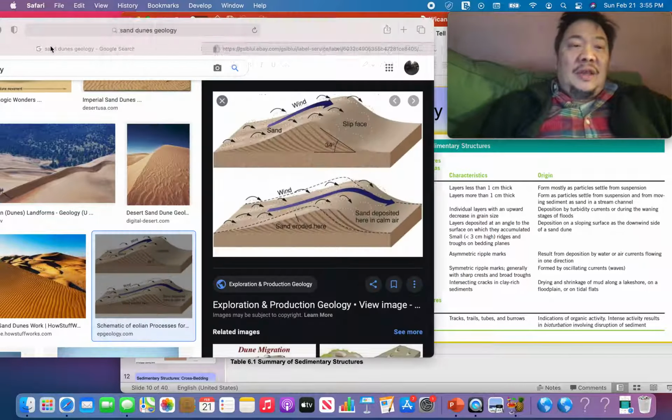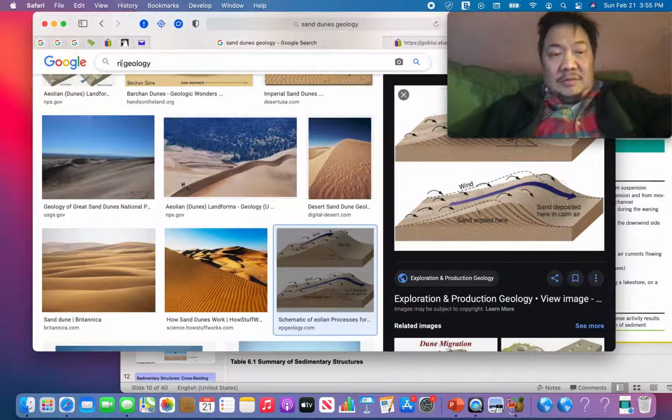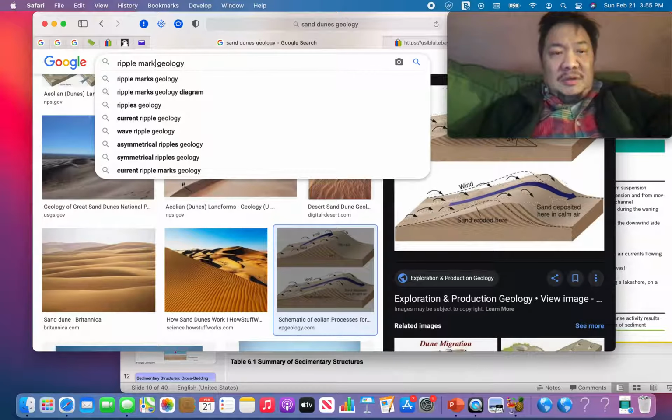The next thing we want to look at as far as sedimentary structures go are ripple marks. Let's take a look at ripple marks.